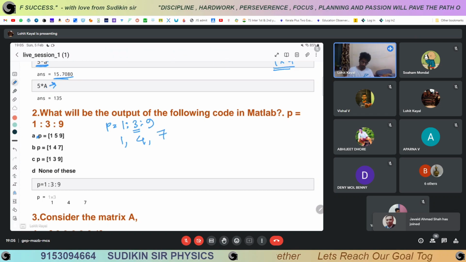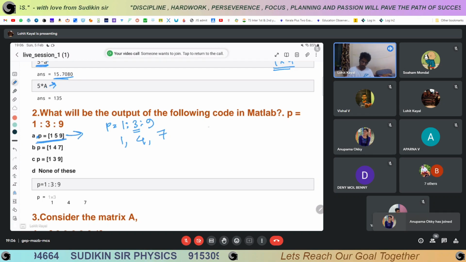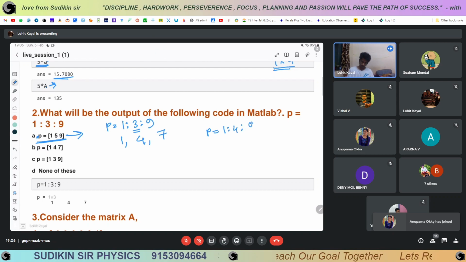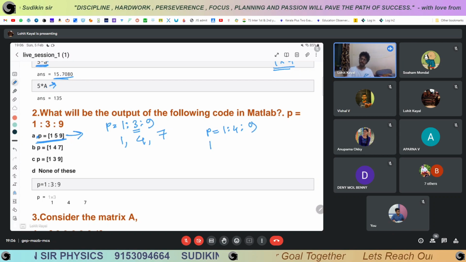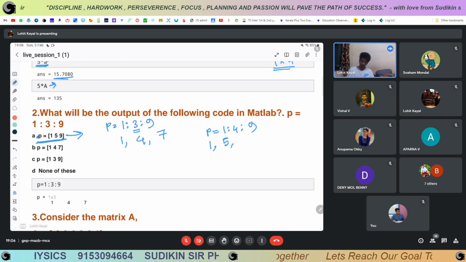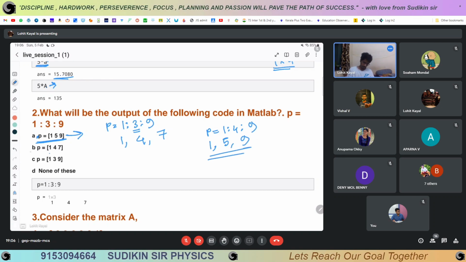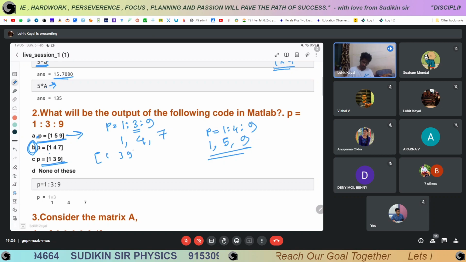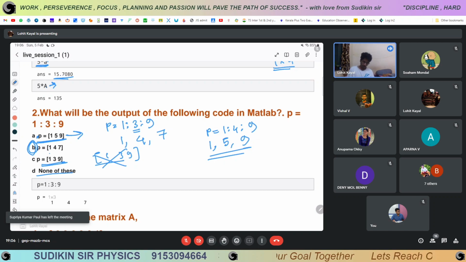Here the first option says 1, then 5, then 9. When will this one be true? If I give the code like this, 5:4:9, then this option will be true. The initial entry is 5, then a step of 4, that means the next entry will be 9. This is the correct option. The other option is obviously not true, it just writes 1, 3, and 9. This is not a valid option, and none of these is also not true.